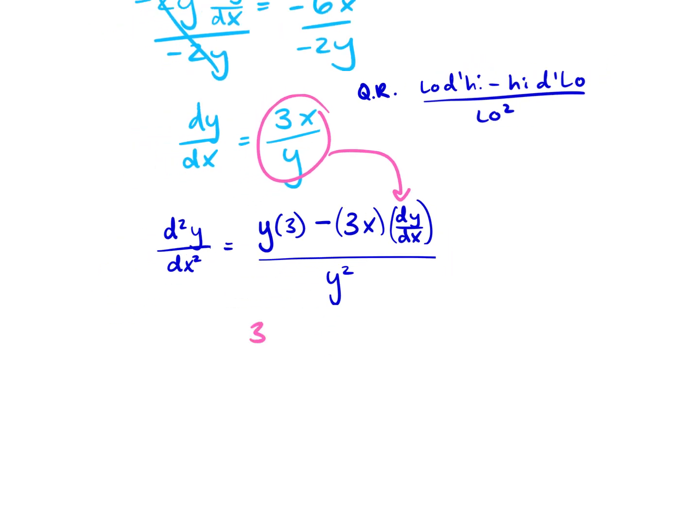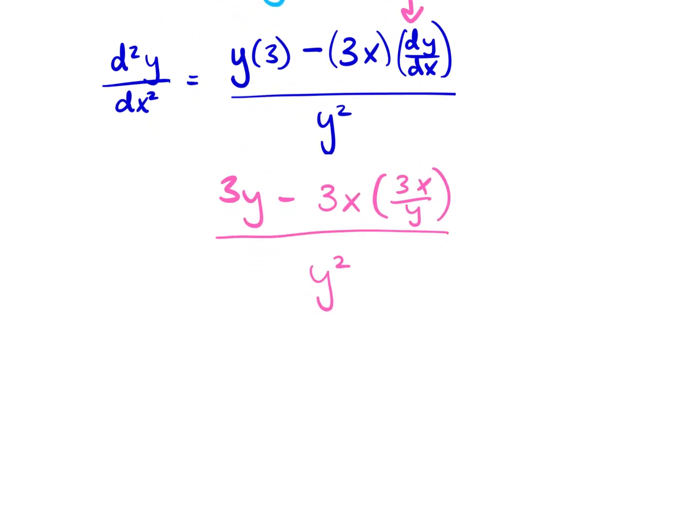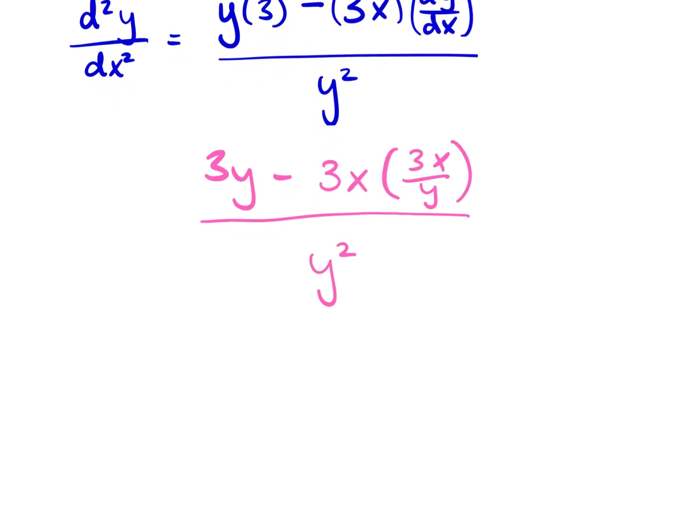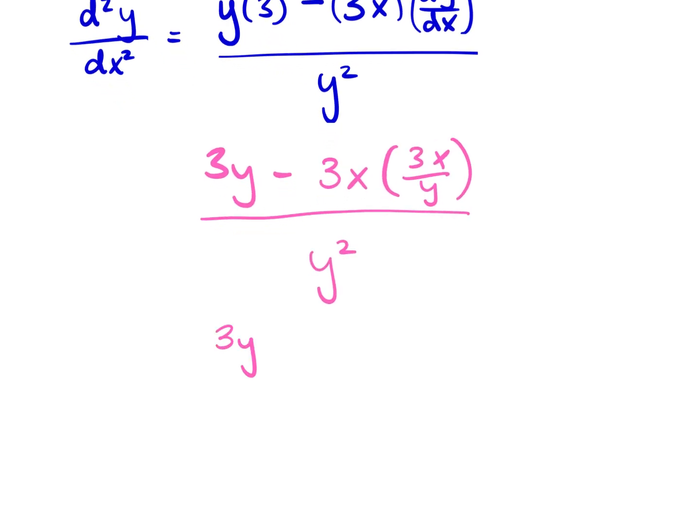So here we get 3y minus 3x times 3x over y, all over y squared. Can't leave our answer looking like this, so we got to do some more simplifying. 3y minus 9x squared over y, all over y squared. You still can't leave a fraction in a fraction, so what should we do next to do some simplifying?